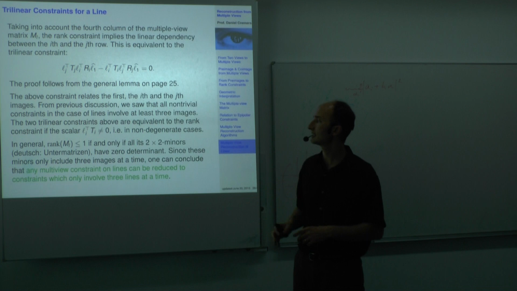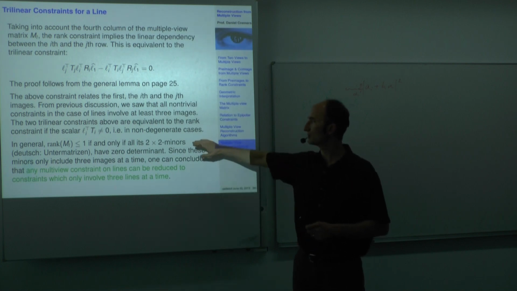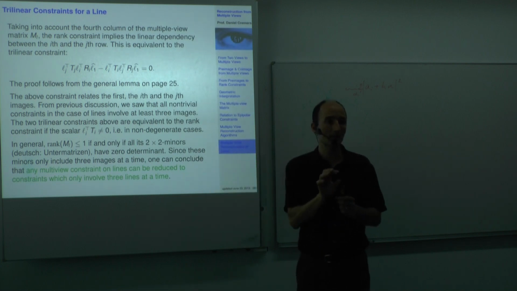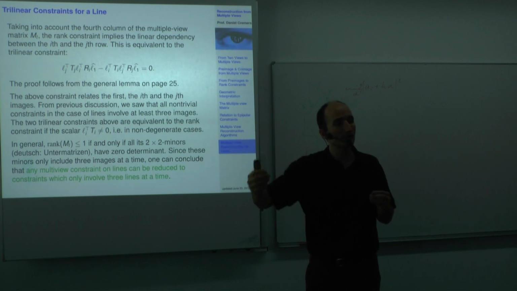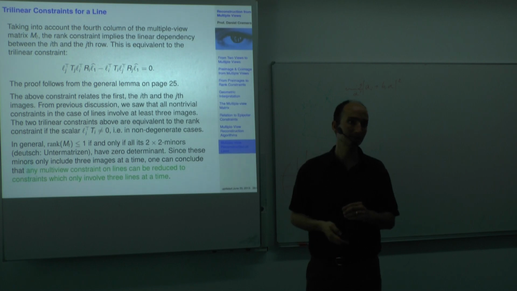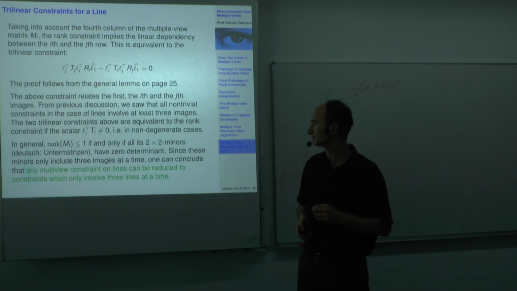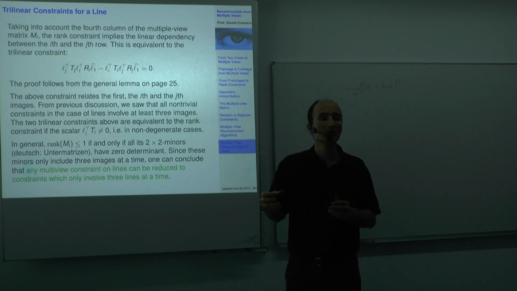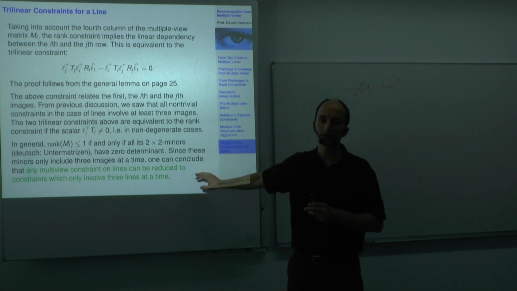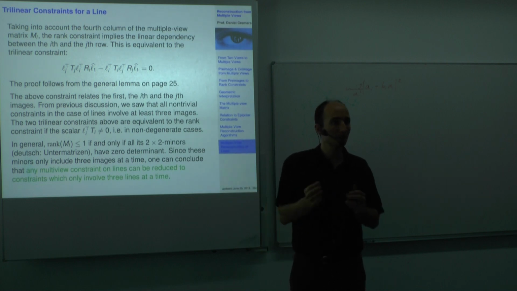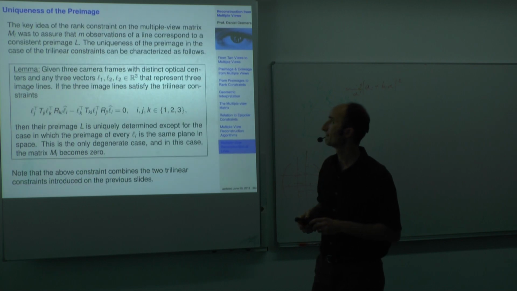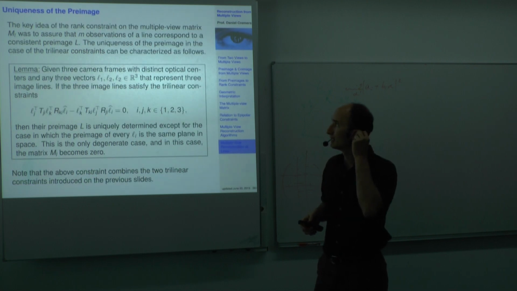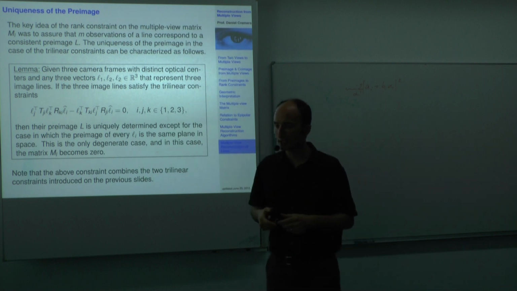So this is interesting. So here you see that we can use properties of linear algebra to tell us something about how much information we gain by considering more and more images. So considering more images is helpful, but you don't have to consider 4 images at one time. It's sufficient to always consider triples of images. Some statement about the uniqueness of the pre-image.